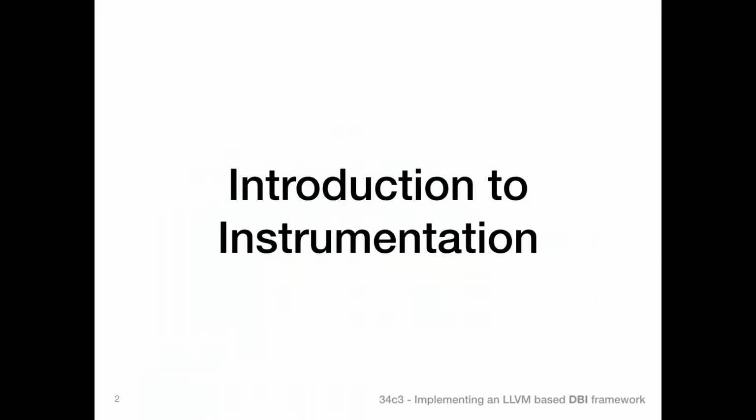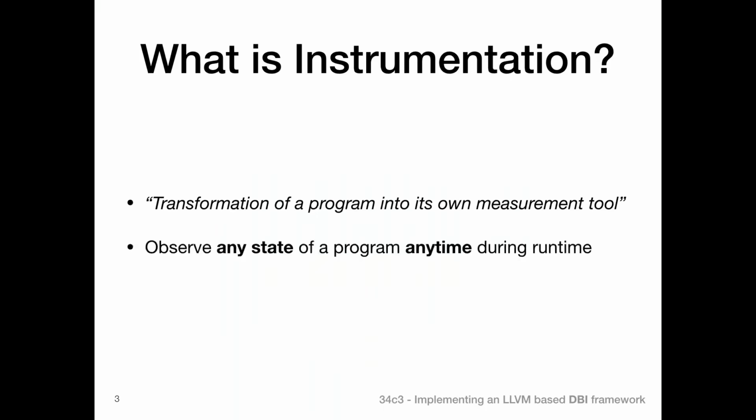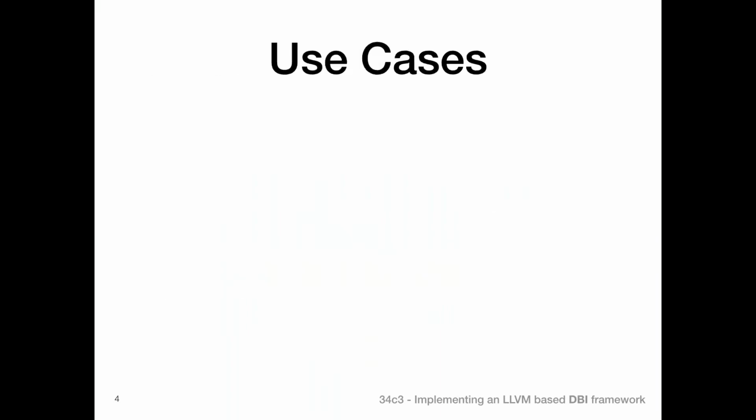So I'll start easy with an introduction of what exactly instrumentation is. Basically, the idea is the transformation of a program into its own measurement tool. So you're making an instrument. And this instrument can observe any state of the program anytime during the runtime. And then after that, the tool will automate the data collection and the processing of that data. So that's quite abstract. What could you do with that kind of instrumentation?